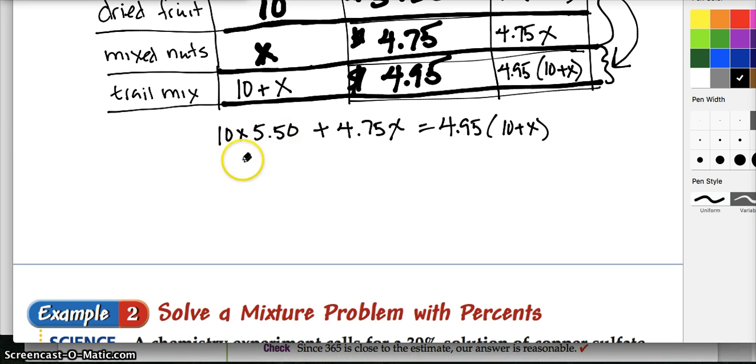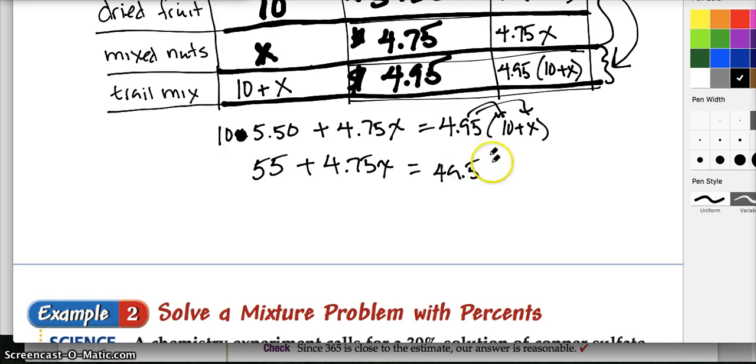And so now it's a matter of solving. So 10 times, I should have used a dot here because I don't want us to get confused with the X's, but 10 times $5.50 is going to be 55 plus $4.75X, nothing to do with that just yet. Then I'm going to use the distributive property here and get 49.5 plus $4.95X. I know this is worrisome, dealing with decimals, but we can handle it.